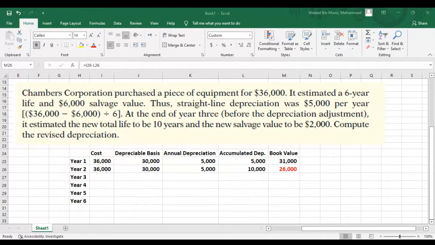Okay. Now at the end of year 3, understand, end of year 3 meaning before making adjustment. So you have to see the wording, what it says. Always in the question, it says end of the year 3, before depreciation adjustment, it estimated that the new life to be 10 years. So it means for third year, you have to change the depreciation. It should not be 5,000, it should be something else. Now that one has to be calculated again. Is it clear now?